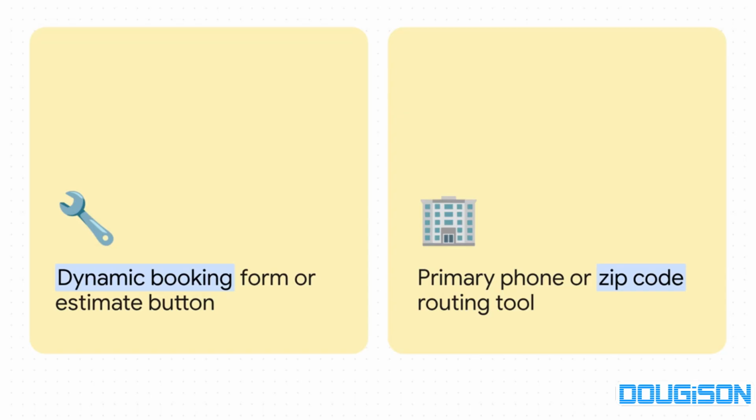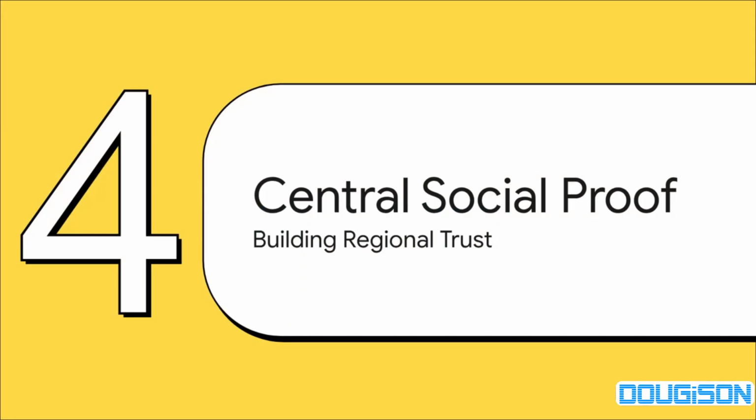If you're a service-based business, use a unified dynamic booking form or a massive, prominent Get a Free Estimate button. If you're a brick-and-mortar setup with physical offices, clearly display a primary phone number marked up with local business schema, or better yet, use a smart routing tool where they just punch in their zip code to instantly find their nearest office.